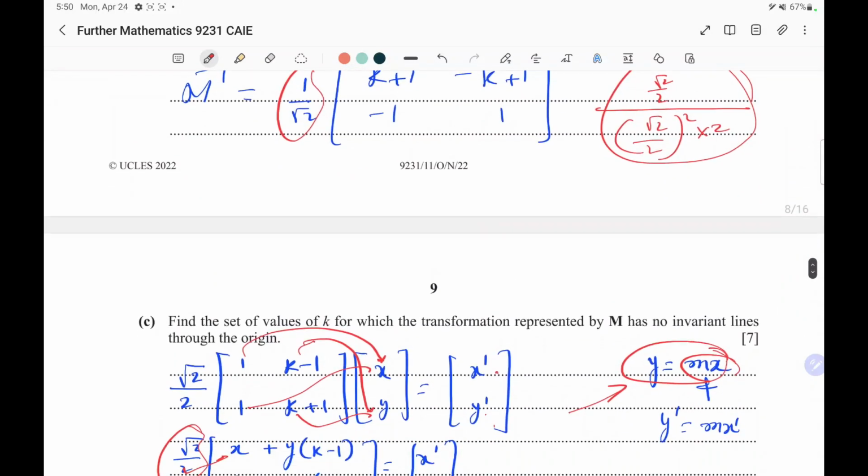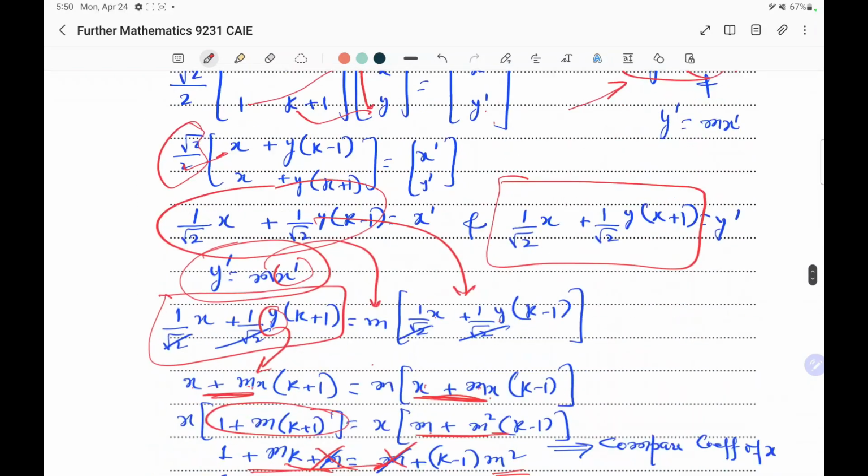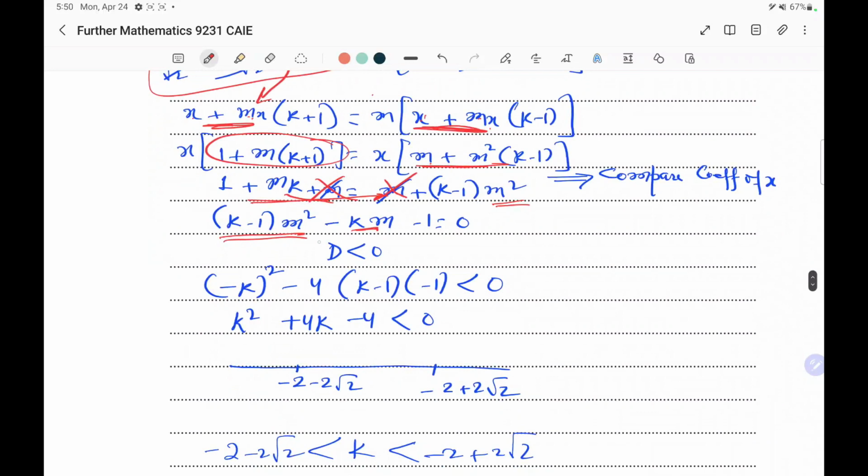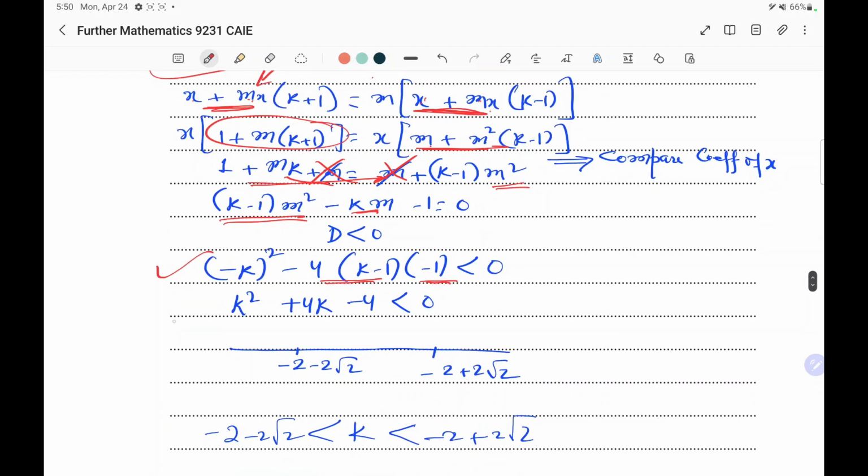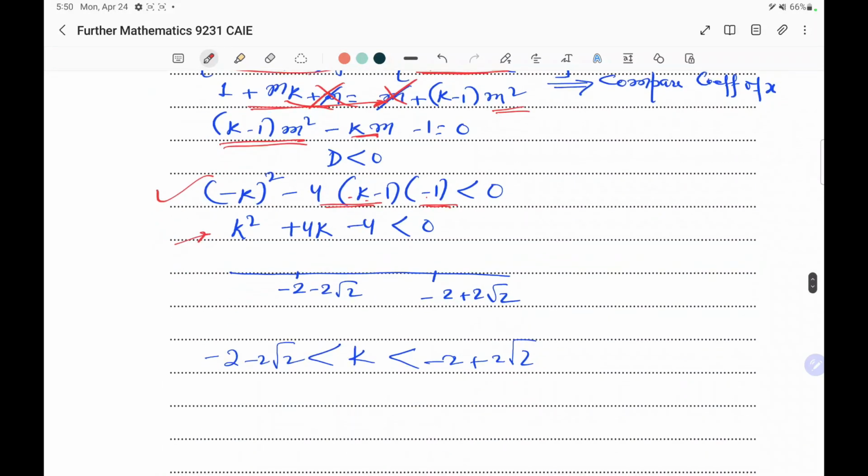But here it is clearly given that there is no invariant line, so you should not get any values of m. So this quadratic equation will not give you any values of m, so the discriminant should be less than 0. So b square minus 4ac: minus k whole square minus 4 times (k minus 1), and c is minus 1. So k square minus 4k plus, oh sorry, this minus times minus is plus 4. So 4 times k and minus 4 less than 0.